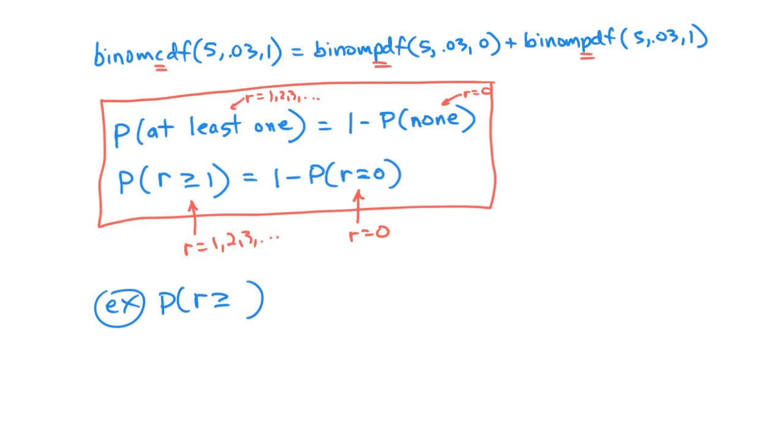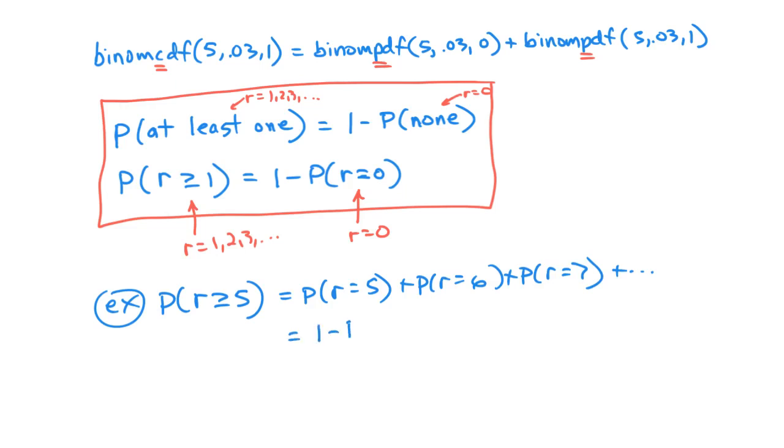Let's say r is greater than or equal to 5. That means the probability that r equals 5, plus the probability that r equals 6, plus the probability that r equals 7, and so on and so forth. However many n, it would go all the way to n. Well, wouldn't it be easier just to go 1 minus the probability that r is less than or equal to 4?